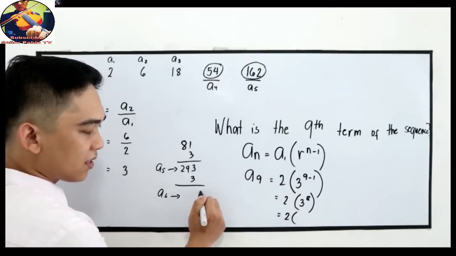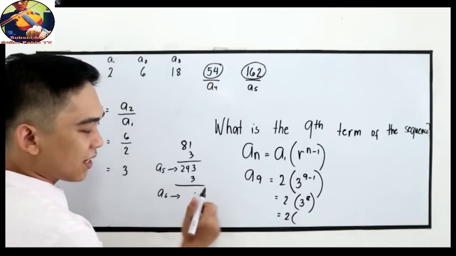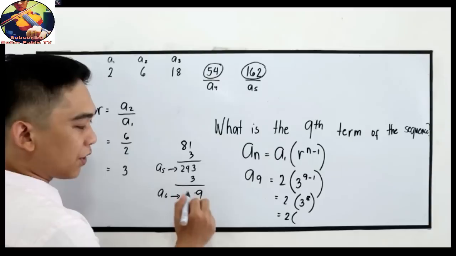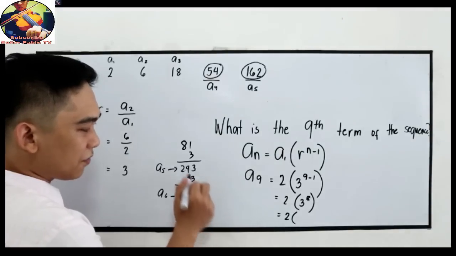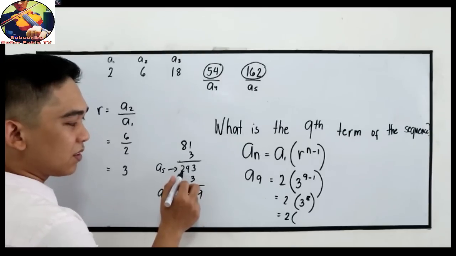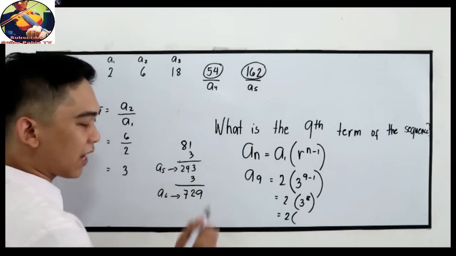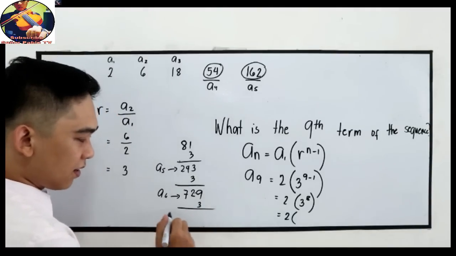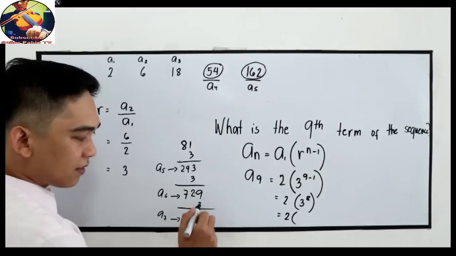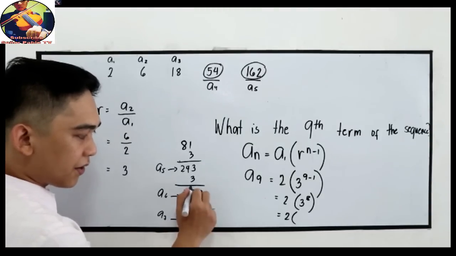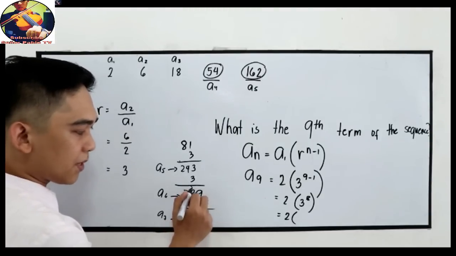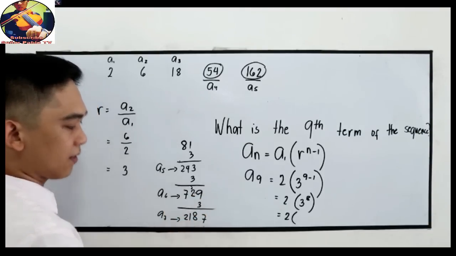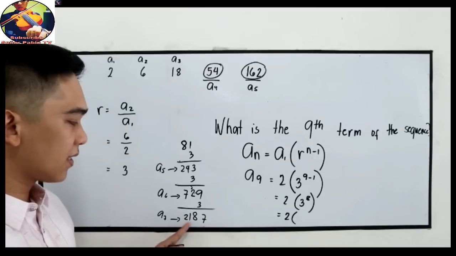So, 3 times 3 is 9. 3 times 4, 12, carry 1. 3 times 2, 6 plus 1, 7, 2, 9. 6. Next, A7 tayo, times 3. Para makuha sa A7, 9 times 3, 27, carry 2. 3 times 2, 6 plus 8 plus 2, 8. Next, 7 times 3, 21. So, 2, 1, 8, 7.